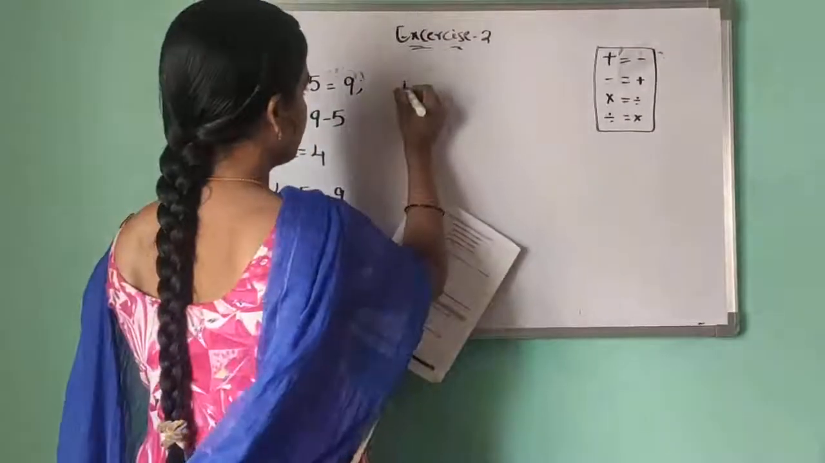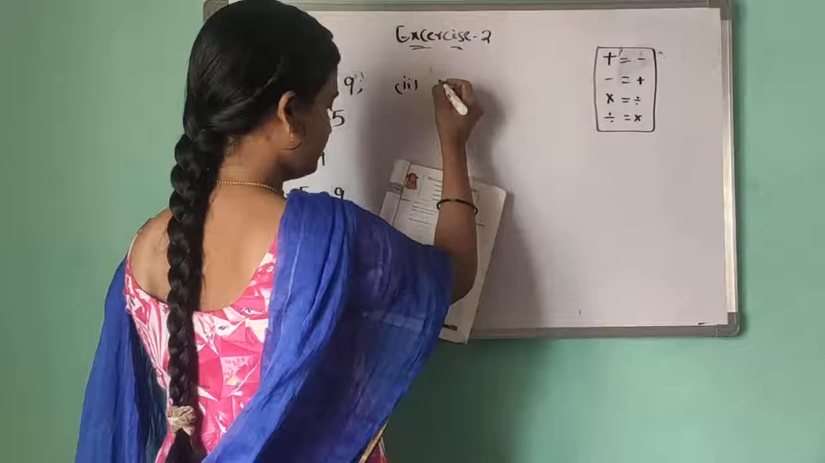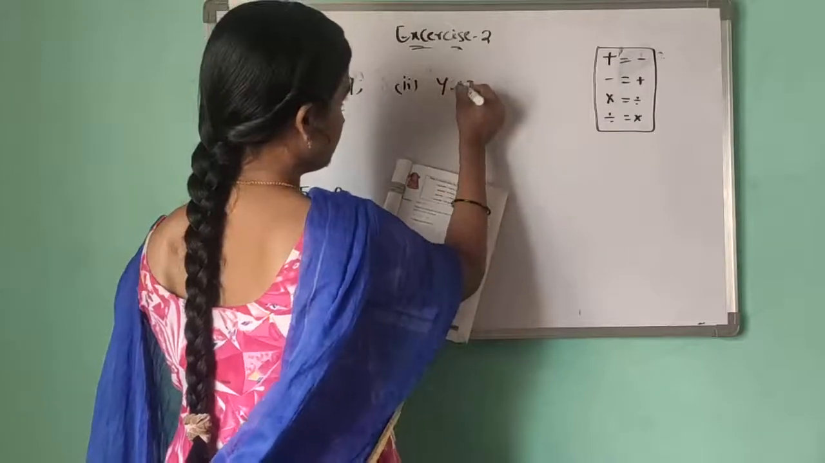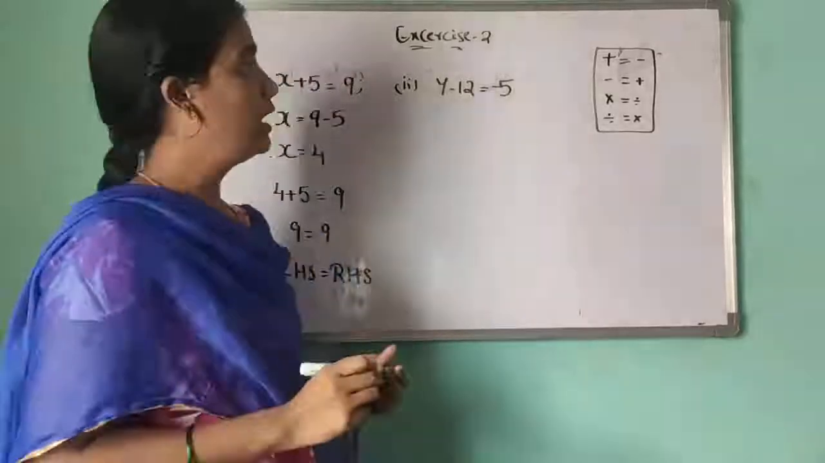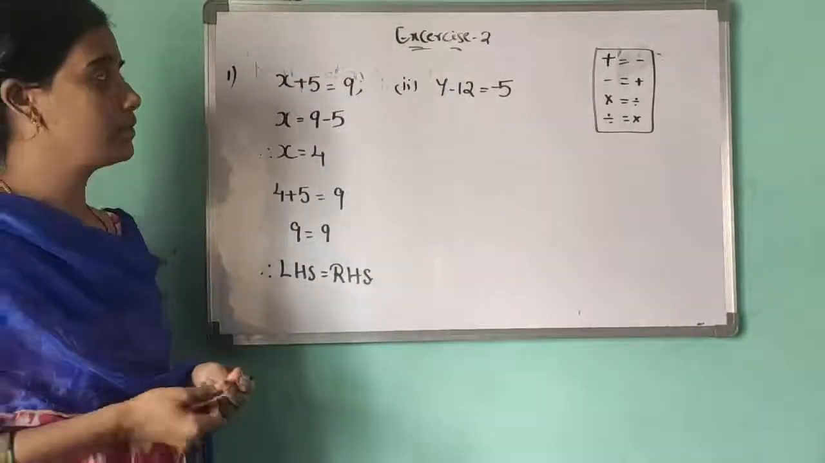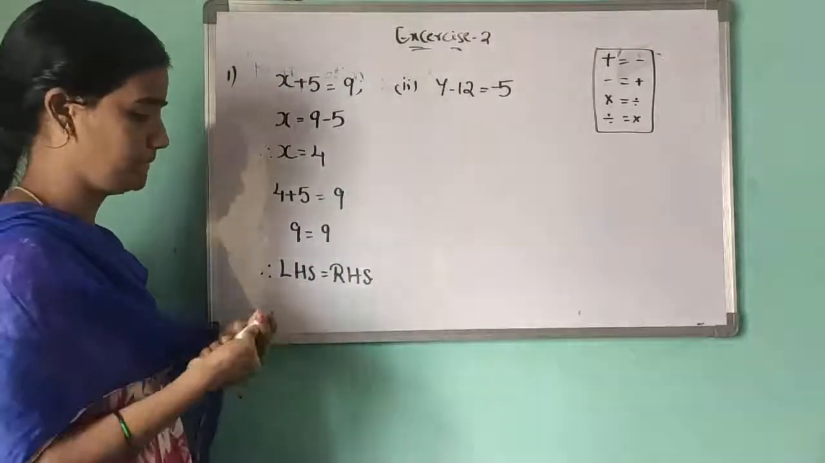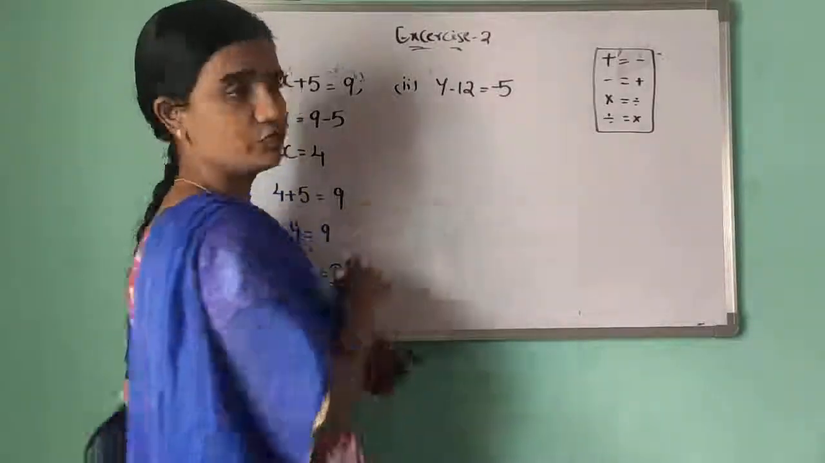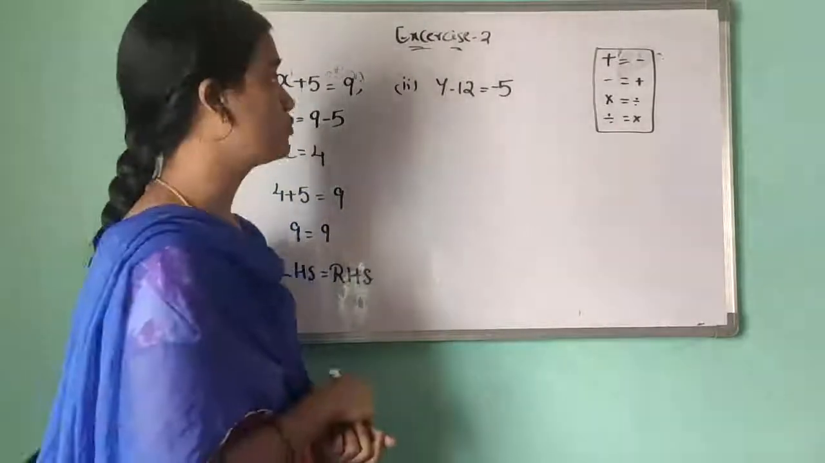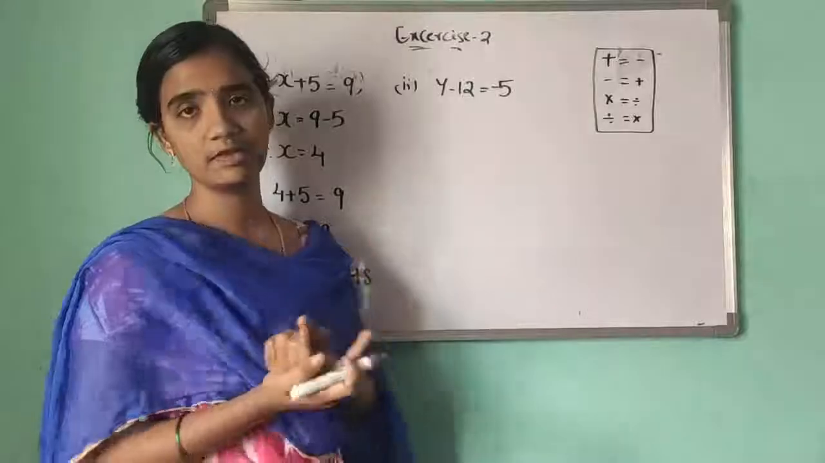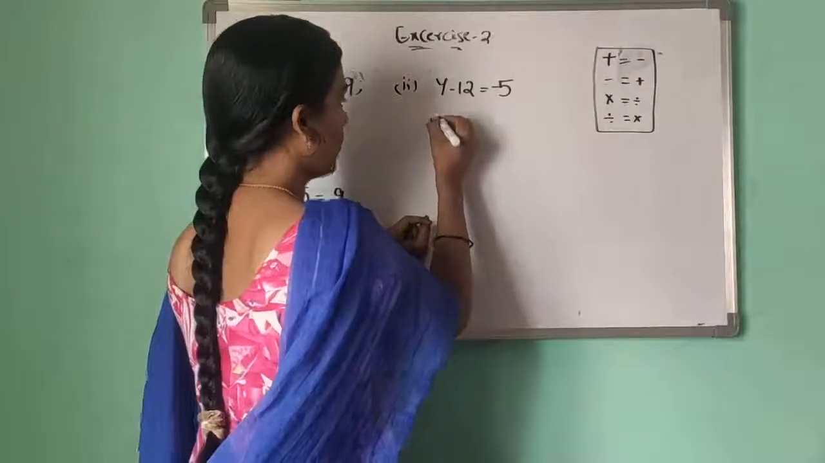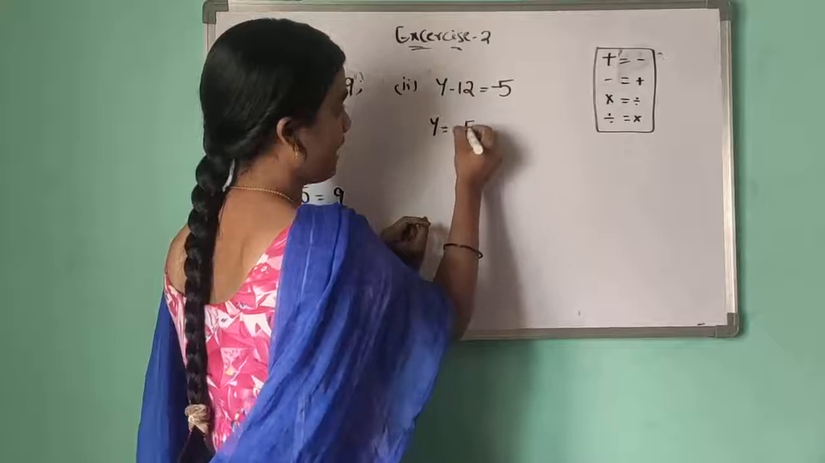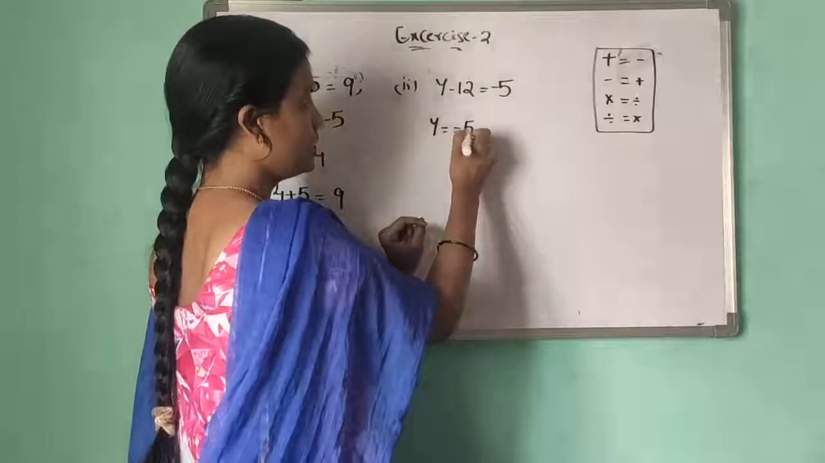Same, minus 5, right? Here also same. See, we have to find the y value. Why do we have to find the y value? Both numbers are numerics, and we have only one letter, y. So we have to find the y value. y equal to minus 5 as it is. We have to write here.